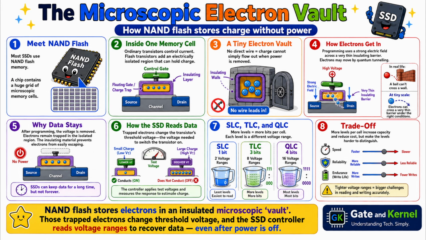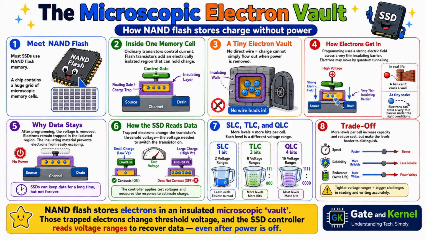There is no normal electrical wire leading directly into this room. That is important. If there were a normal wire, the charge could simply flow back out when power was removed. Instead, engineers use a strong electrical field to move electrons across the insulating barrier. Depending on the flash memory design and operation, this can involve a quantum effect called tunneling.